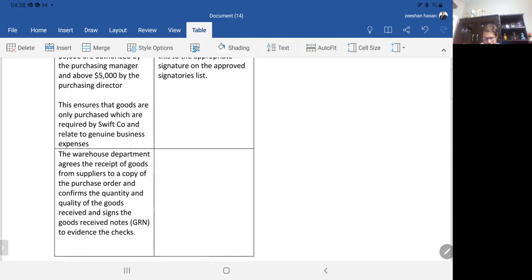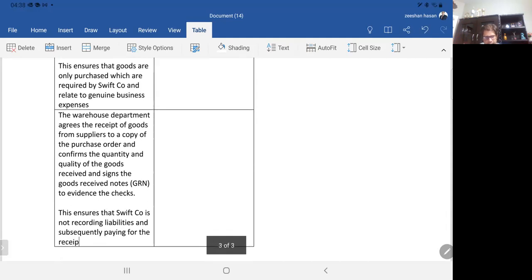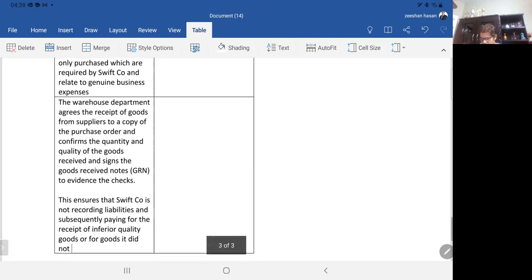This ensures that Swift company is not recording liabilities and subsequently paying for the receipt of inferior quality goods or for goods it did not order.